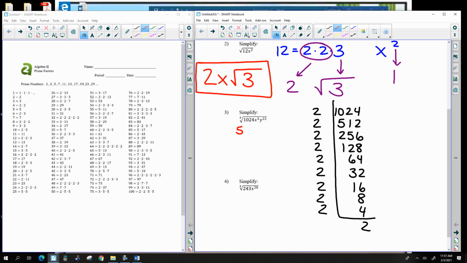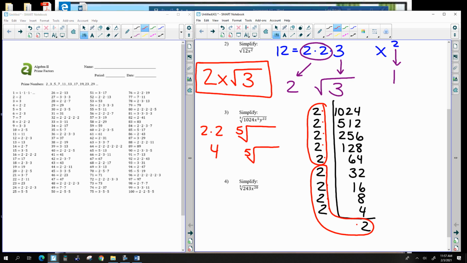Notice how this is a 5th root. So what I'm looking for is groups of 5. So 1, 2, 3, 4, 5. So of the 1024, I'm able to take out a 2 and a 2, which is AKA 4.